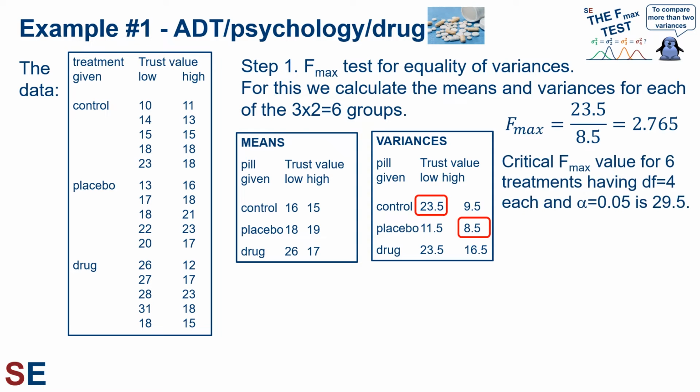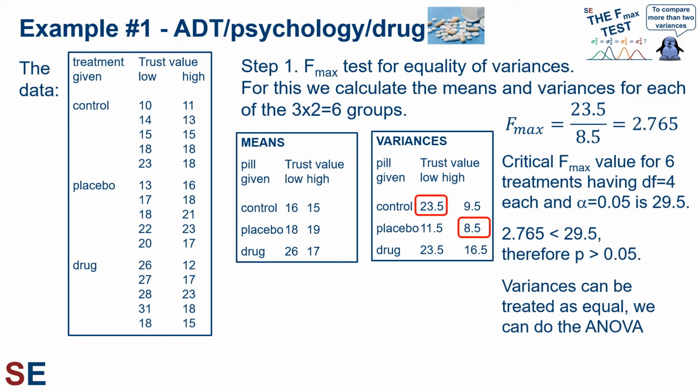The critical F-max value for 6 treatments having 4 degrees of freedom each and an alpha value of 0.05 is 29.5. The calculated value of 2.765 is less than 29.5, therefore p is larger than 0.05, and the variances can be treated as equal, and we can do the ANOVA.